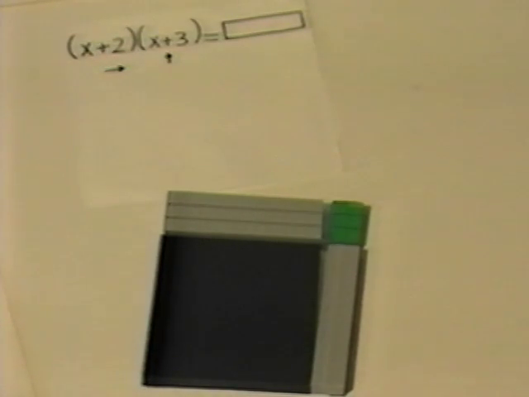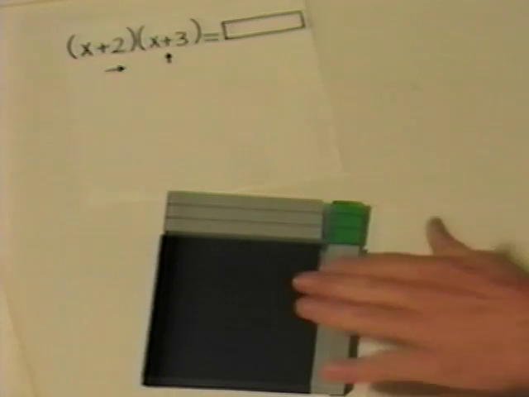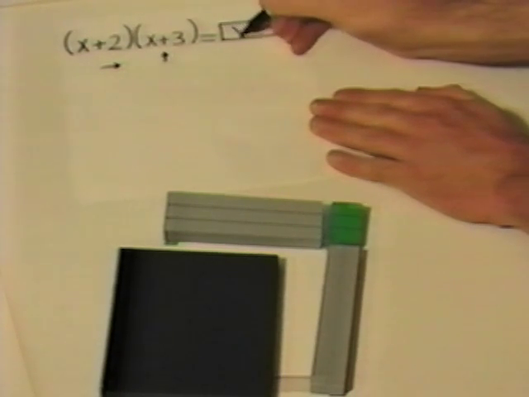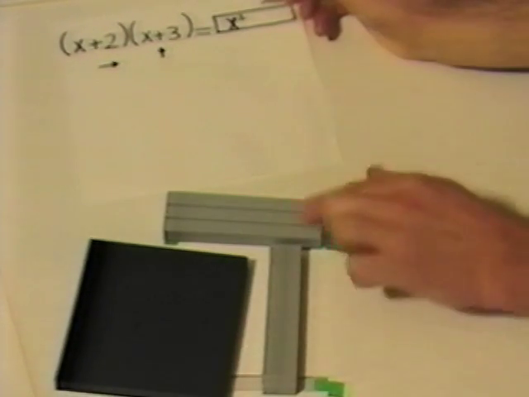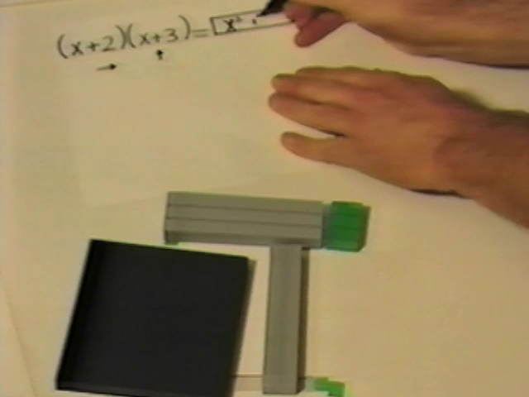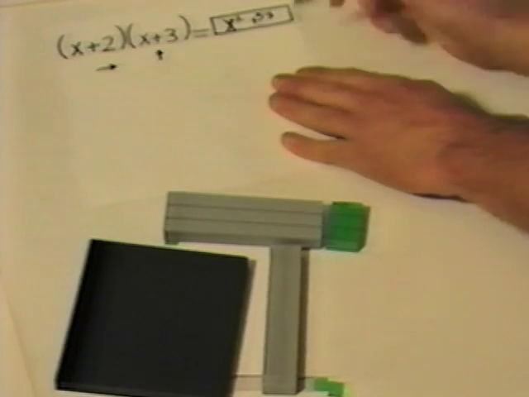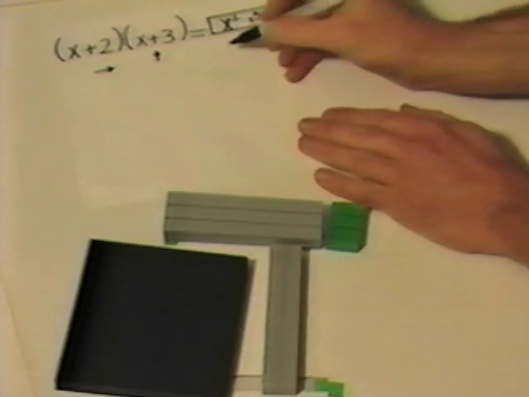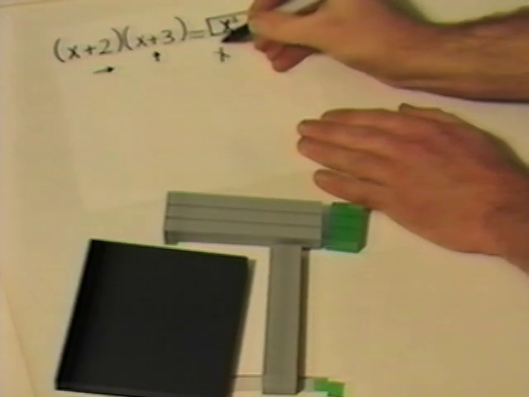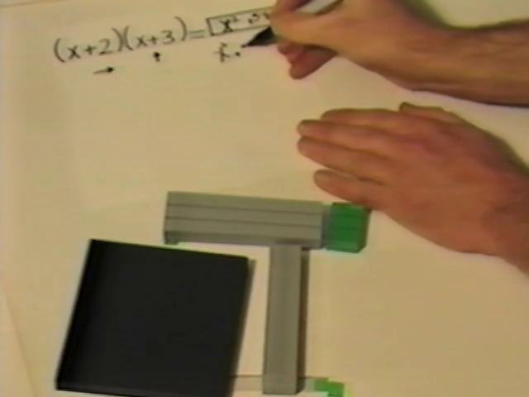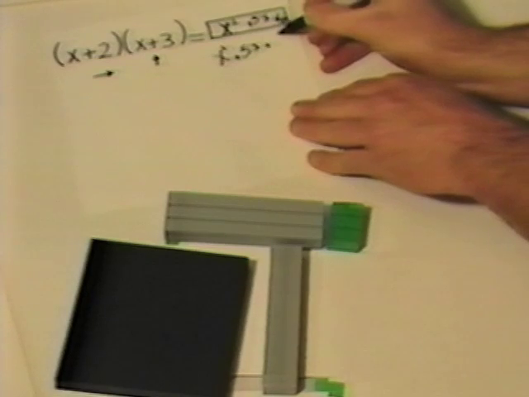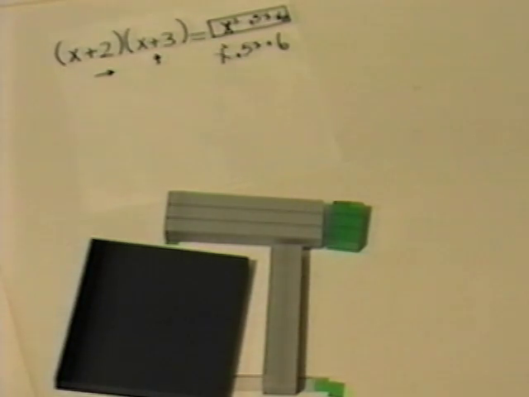Now we must record how much we have, or the amount that we have. Here we can see that we have x squared. Here we can see how many x's we have. We have 1, 2, 3, 4, 5 x's. And here we have 6 units. Let me write this below a little larger and possibly clearer. x squared plus 5x plus 6 units.